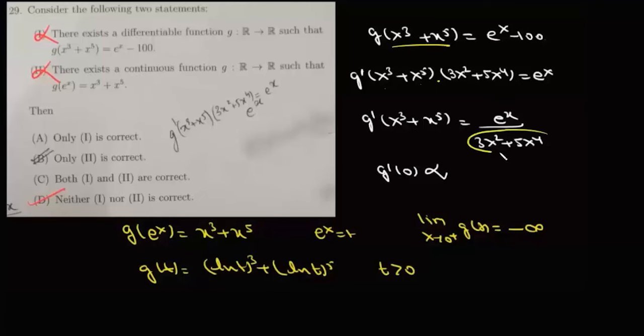Now in the denominator, we cannot put the value x equal to 0. That means g dash 0 is not defined. This function is not differentiable at x equal to 0. That means statement 1 is wrong.